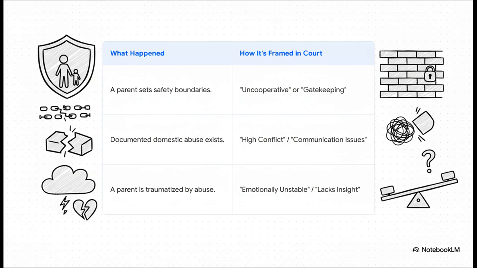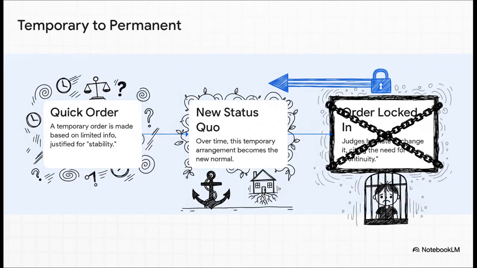A clear history of domestic abuse gets watered down to "high conflict," which makes it sound like both people are equally at fault. And a completely normal trauma response gets twisted into emotional instability. And this vagueness is particularly dangerous at the very beginning of a case.